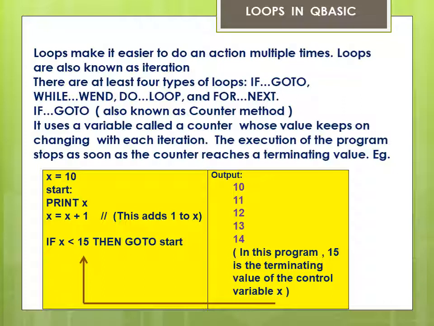It uses a variable called a counter whose value keeps on changing with each iteration. The execution of the program stops as soon as the counter reaches a terminating value. Example: x = 10, start: print x, x = x + 1 (rem: this adds 1 to x), if x < 15 then goto start. Output: 10, 11, 12, 13, 14. In this program, 15 is the terminating value of the control variable x.